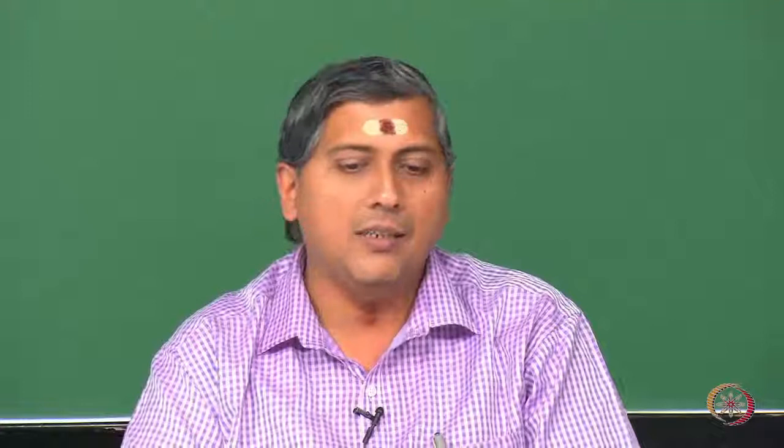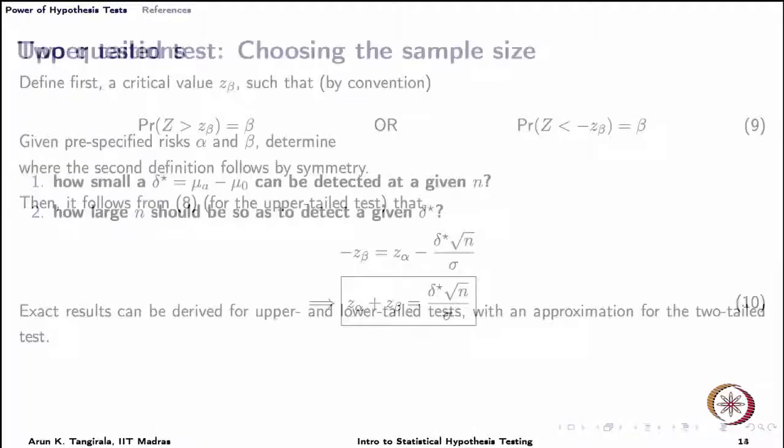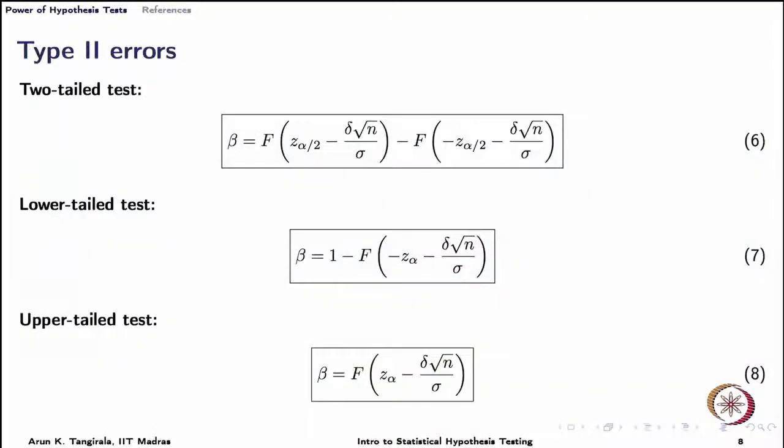Now, we have derived the expression for the upper tailed test case. In a similar way, you can also derive the same expression for the lower tailed test, but as I had remarked earlier, for the two tailed test one has to make an approximation. Why? Because if you look at the expression that we have for beta for the two tailed test, unfortunately there are two terms, and the presence of two terms makes it difficult to arrive at a closed form expression for the sample size, delta and sigma like we have done for the one sided test.